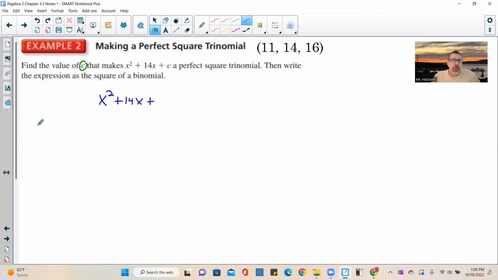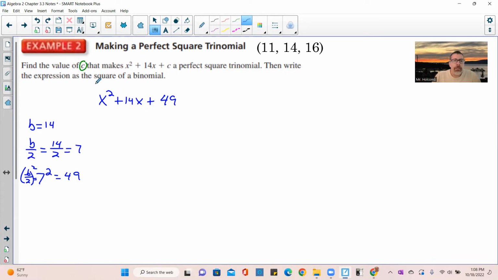So the first thing you do is take 1/2 of b. So I'm going to say b equals 14, so therefore b divided by 2 equals 14 divided by 2, which equals 7. So you take half of b and square it. So 1/2 b squared equals 7 squared, which equals 49. So I'm going to add 49 right here. So now I have x squared plus 14x plus 49. That is a perfect square trinomial because the square root of c times 2 is b.